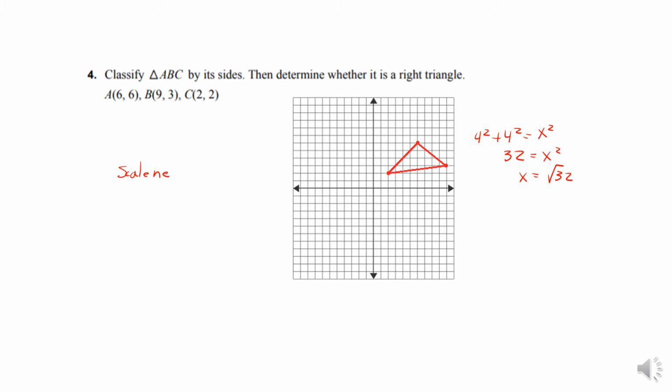So I'm going to find the slope. Okay. So this one is 1, 2, 3, 4, 1, 2, 3, 4. So the slope of this is 1. Okay, and then the slope of this is 1, 2, 3, 4, 1, 2, 3. So this is definitely not a right triangle because those are not opposite reciprocals. It would be 1 and negative 1. And so that is just a scalene acute angle.